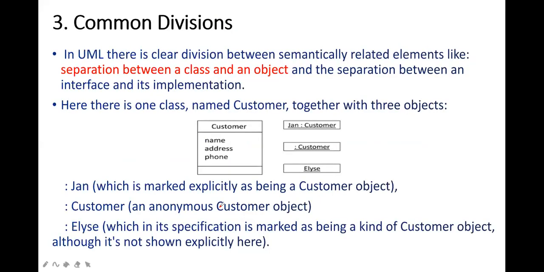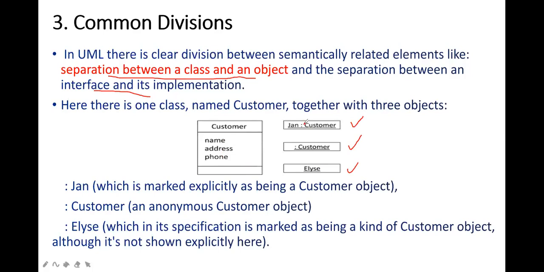Now moving on to the third, the common divisions. What are common divisions? They are helpful in graphically separating a class and an object. There is a separation between a class and an object, and between an interface and its implementation. I'll show you with the help of this example. I have a class called Customer. There is a name, an address, and a phone number. But I have 3 objects here. You can see 3 objects in different forms.